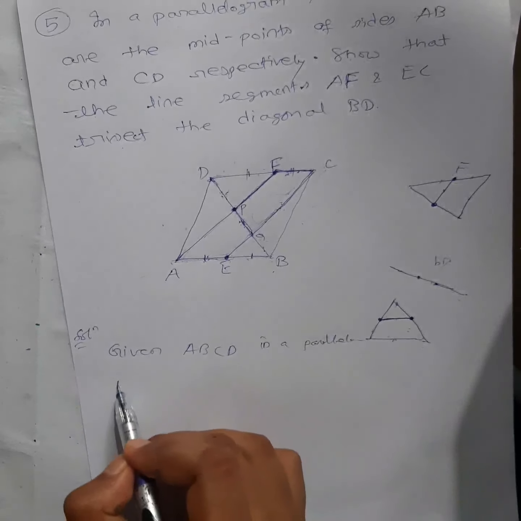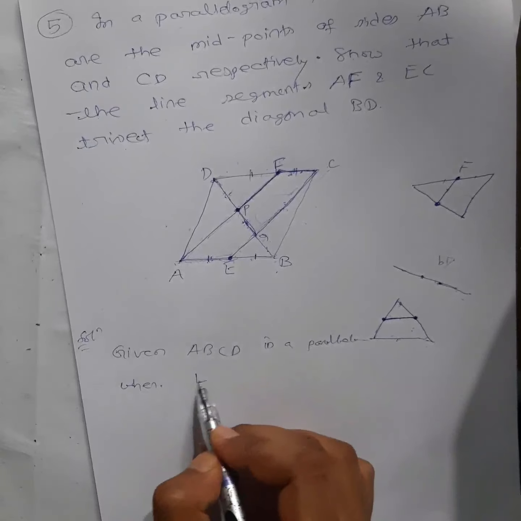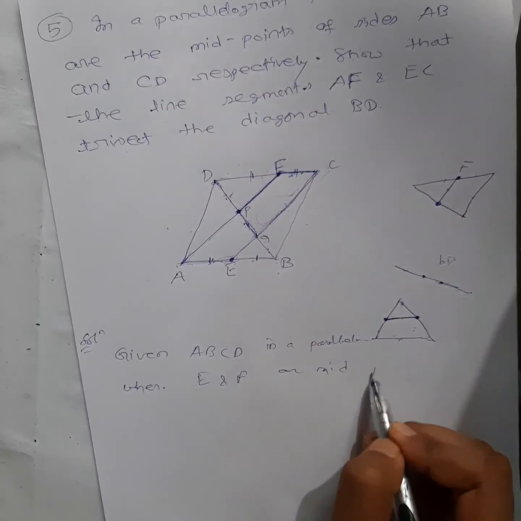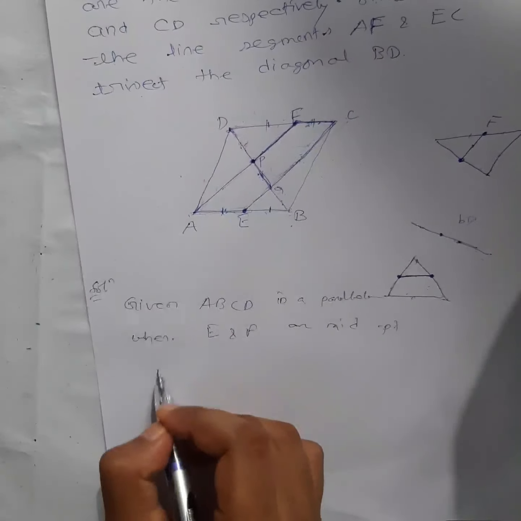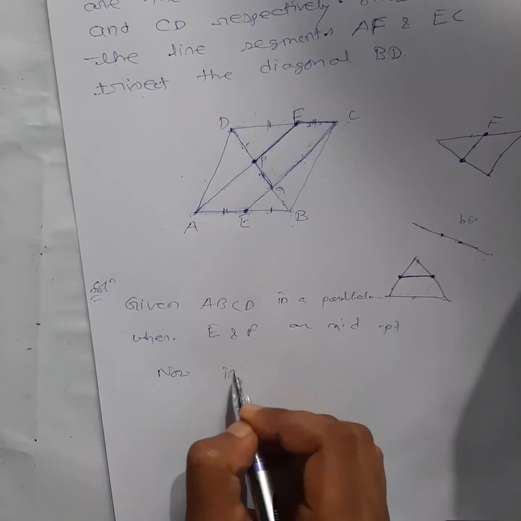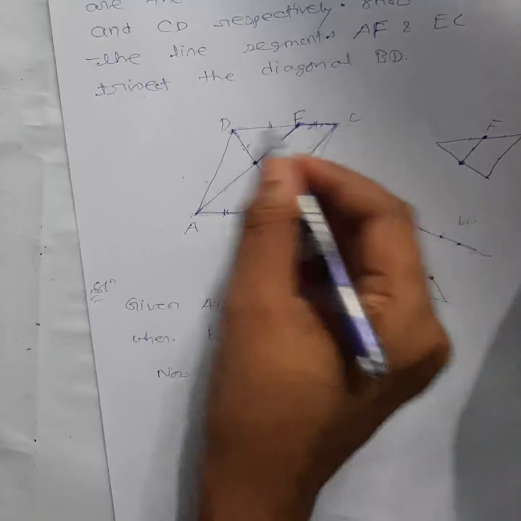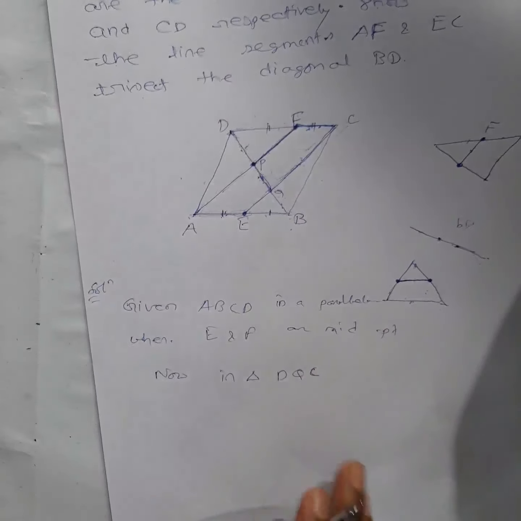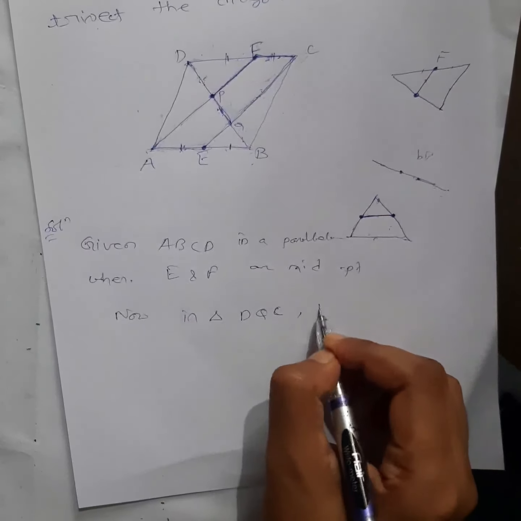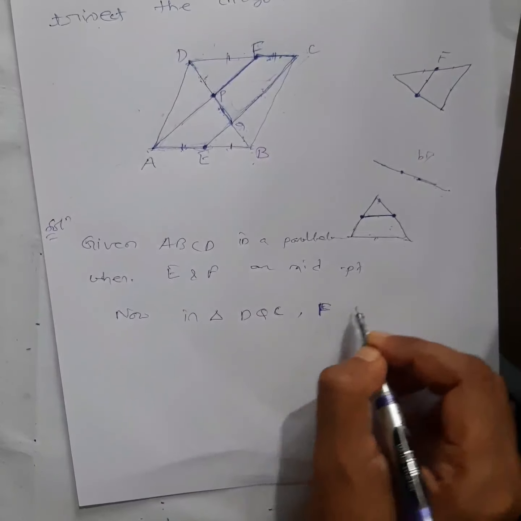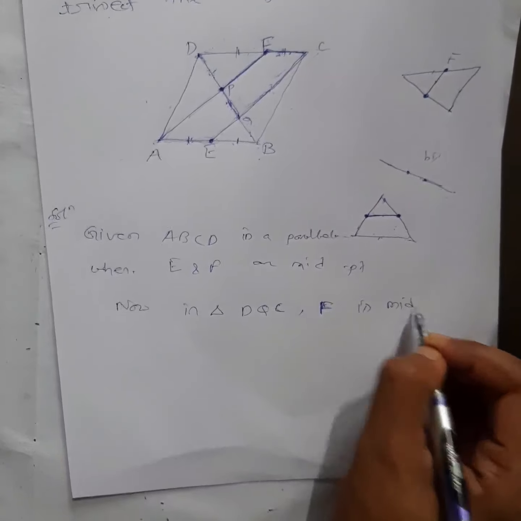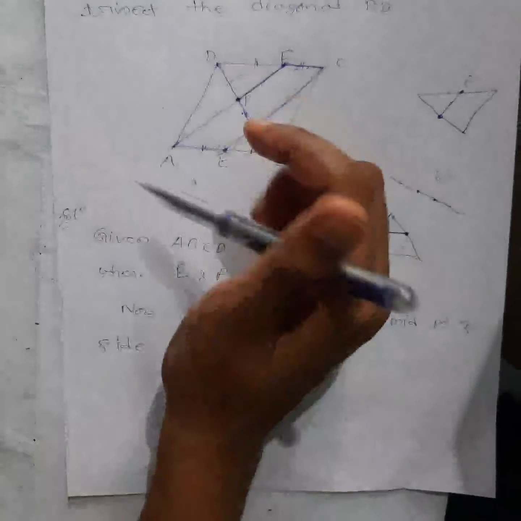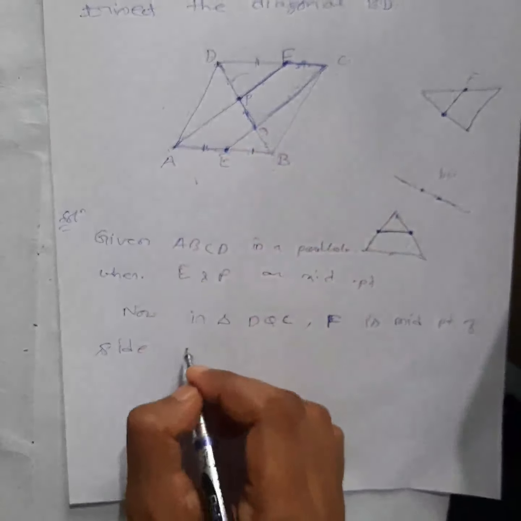Okay, where E and F are midpoints. Okay, now in triangle, I'm going to take this triangle, right? DQC or DCQ you can write. F is midpoint of side DC. You can see F is midpoint of side DC.